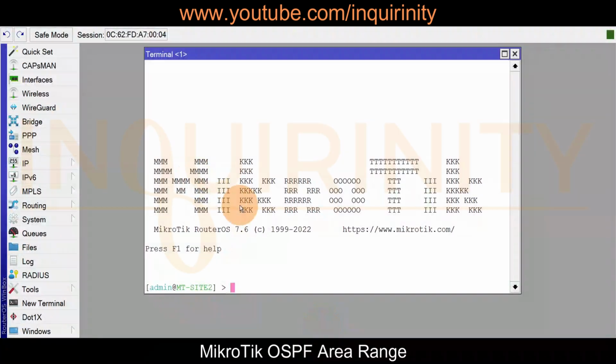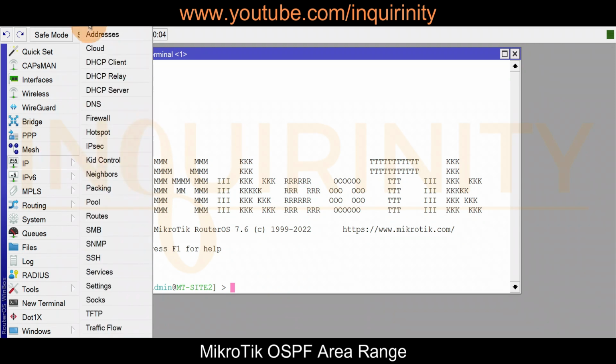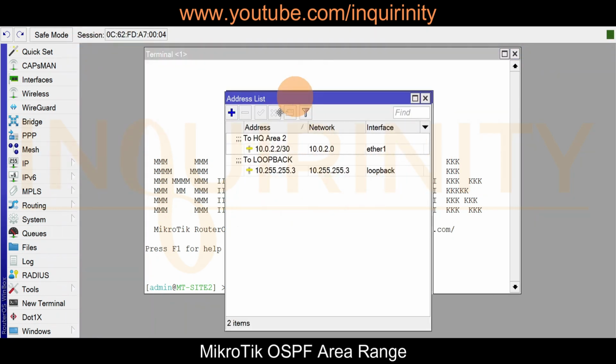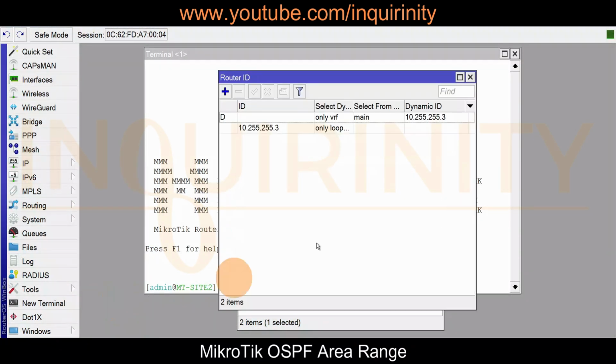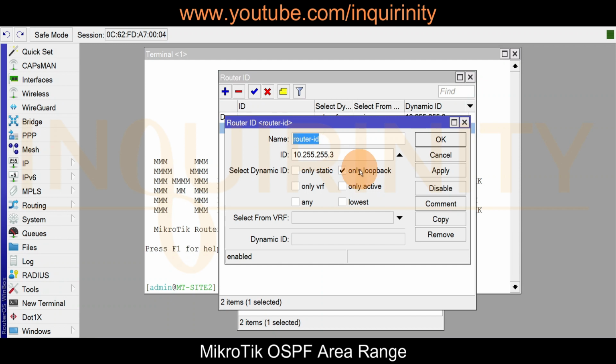And we have our site number 2 router. The IP address will be pretty much the same. We have a loopback and we have one going to the area 2 HQ, 10.0.2.2/30 on the ether1 interface. Then we have our router ID, 10.255.255.3 on the loopback. It will still be the same router ID name.